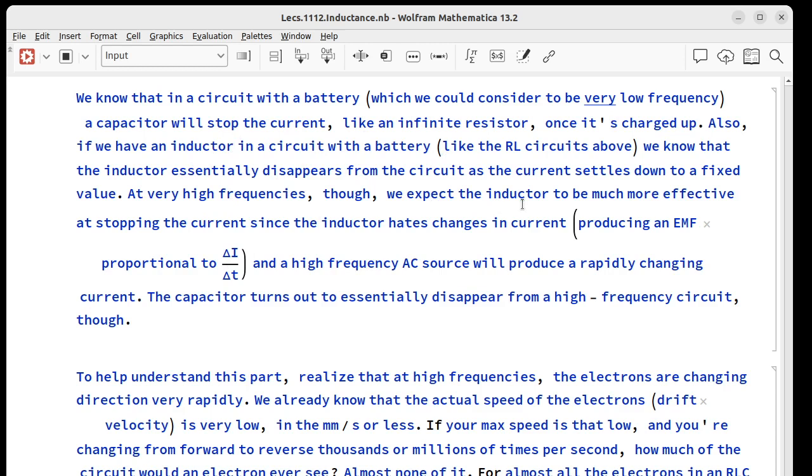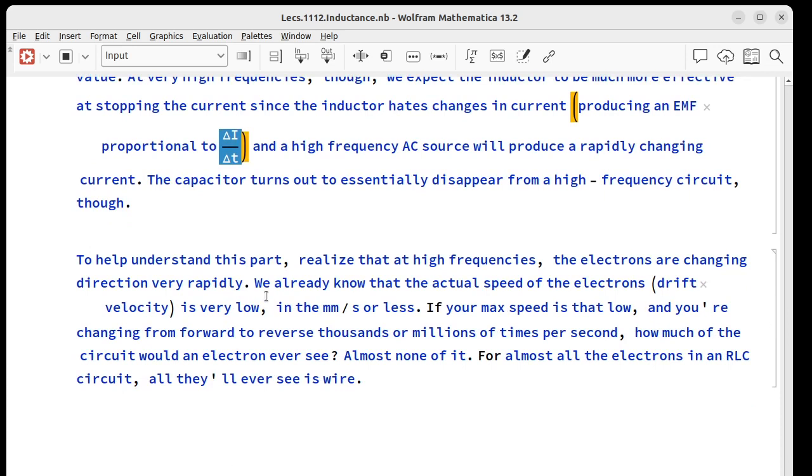At very high frequencies, though, we know the inductor hates to see the current change, so the EMF that it produces, which is proportional to how fast the current changes with time, will be very large for a high-frequency AC source. So in other words, a very high-frequency AC source with an inductor in the series circuit will limit the current to practically nothing. As the frequency goes up, the inductor fights it harder. The capacitor, on the other hand, sort of disappears from a high-frequency circuit.